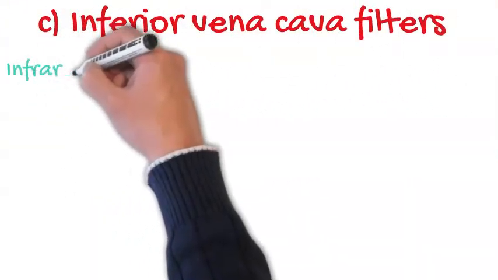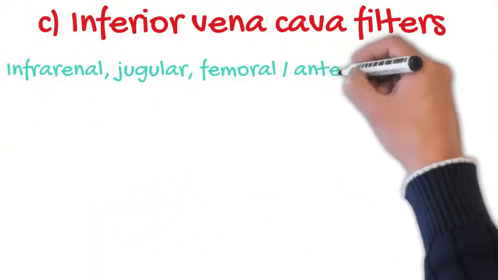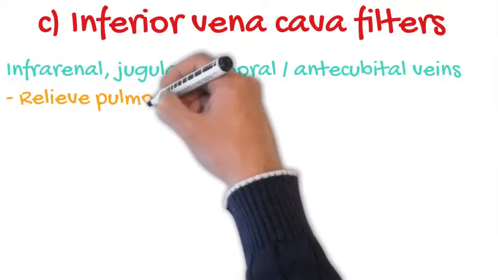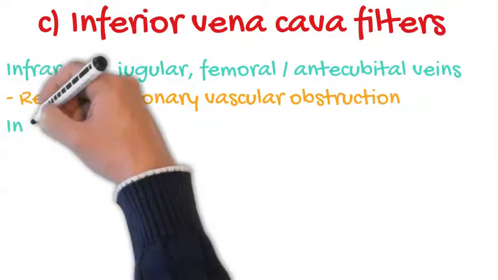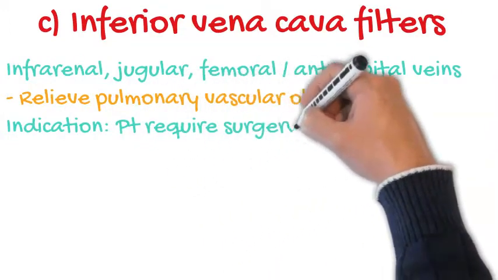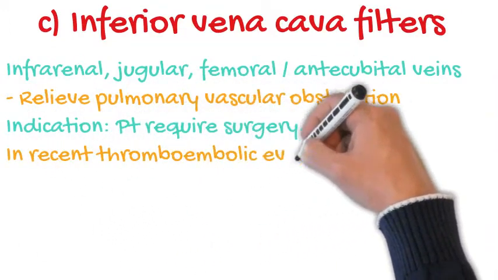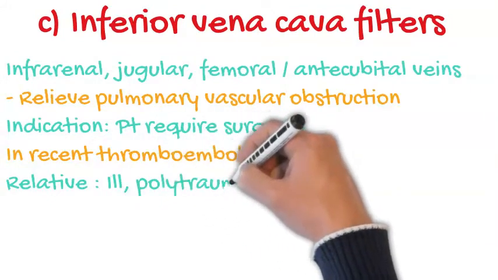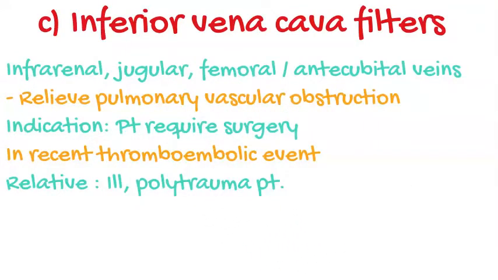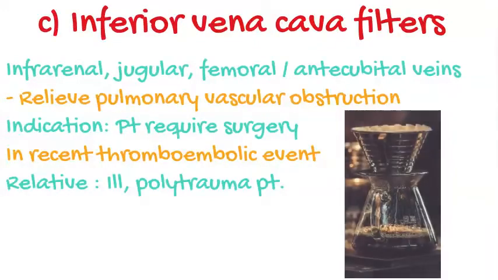C. Inferior vena cava filters. It is inserted through the infrarenal, jugular, femoral, or antecubital veins. It aims to relieve pulmonary vascular obstruction in patients with proximal deep vein thrombosis. Indication for vena cava filter is in patient who require surgery in recent thromboembolic event. Relative indication is in critically ill polytrauma patient.